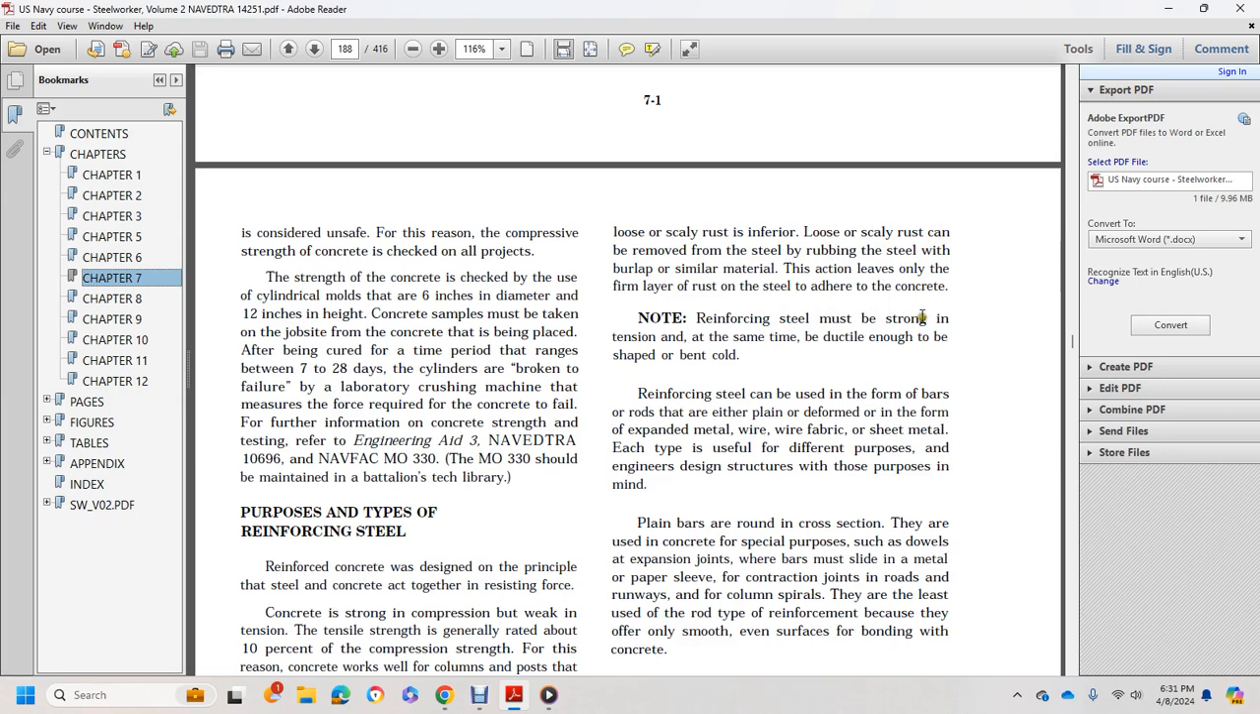Note, the reinforcing steel must be strong in tension and, at the same time, ductile enough to shape and bend cold. Reinforcement steel can be formed in bars or rods, either plain or deformed, or in the form of expanded metal, wire fabric, or sheet metal. Each type is used for a different purpose in the engineered design of the structure.